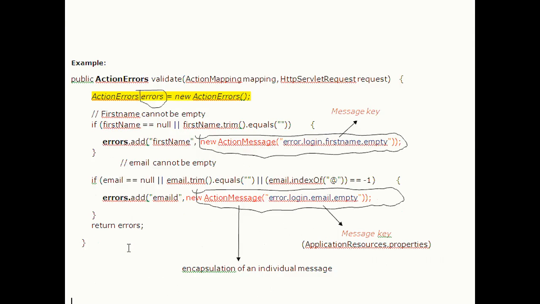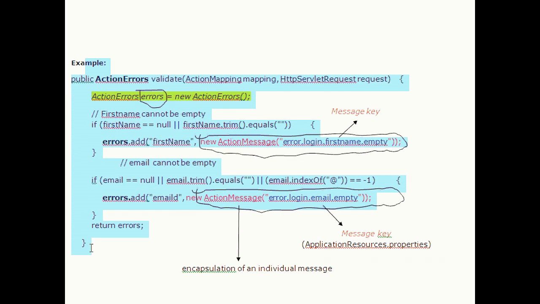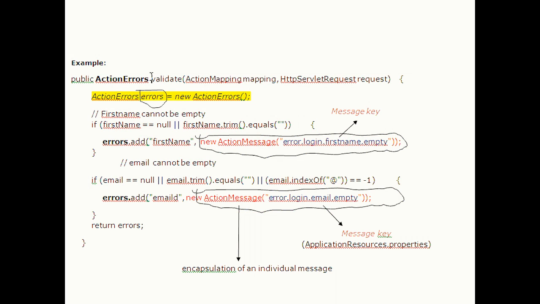So here I have code that uses the validate method for validating the properties of your action form bean. As we discussed earlier, an action form bean can be used to persist data between requests. It means the data entered by the user is stored in the action form bean properties. So inside the validate method, we are validating the action form bean properties such as first name and email.